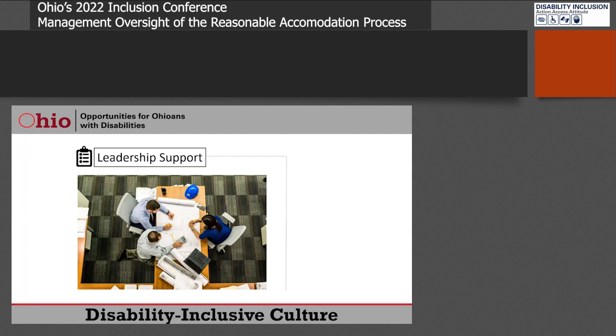Because you are participating in this training that is specific to supervisors, it's apparent that leadership values the supervisor's role in following Title I and in creating an inclusive culture. This sets the stage to ensure supervisors know how to hire and manage individuals with disabilities in a way that supports them to be successful.